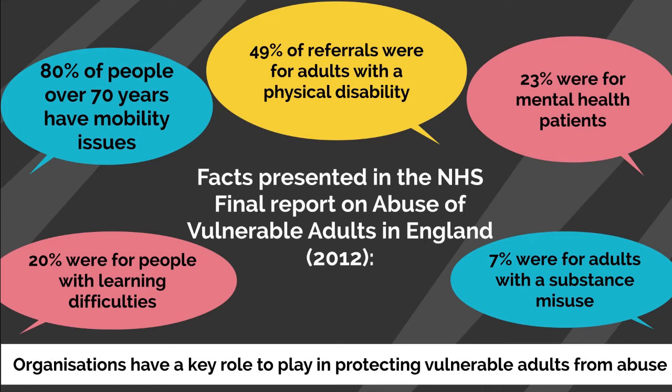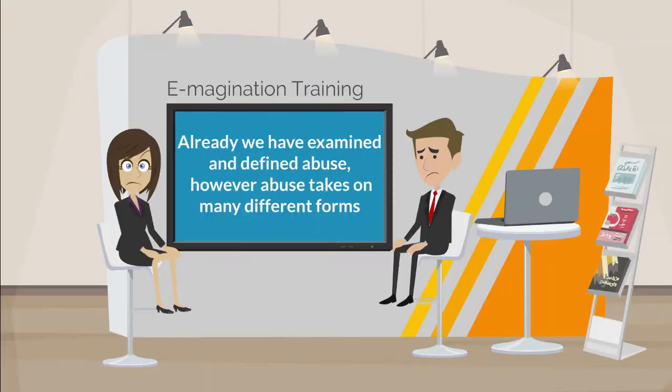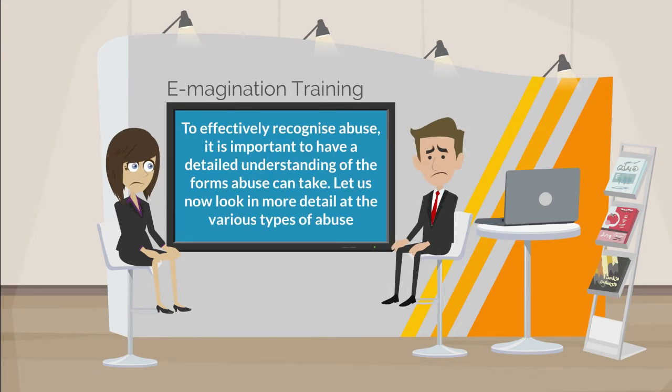Organisations have a key role to play in protecting vulnerable adults from abuse. Already we have examined and defined abuse. However, abuse takes on many different forms. To effectively recognise abuse, it is important to have a detailed understanding of the forms abuse can take. Let us now look in more detail at the various types of abuse.